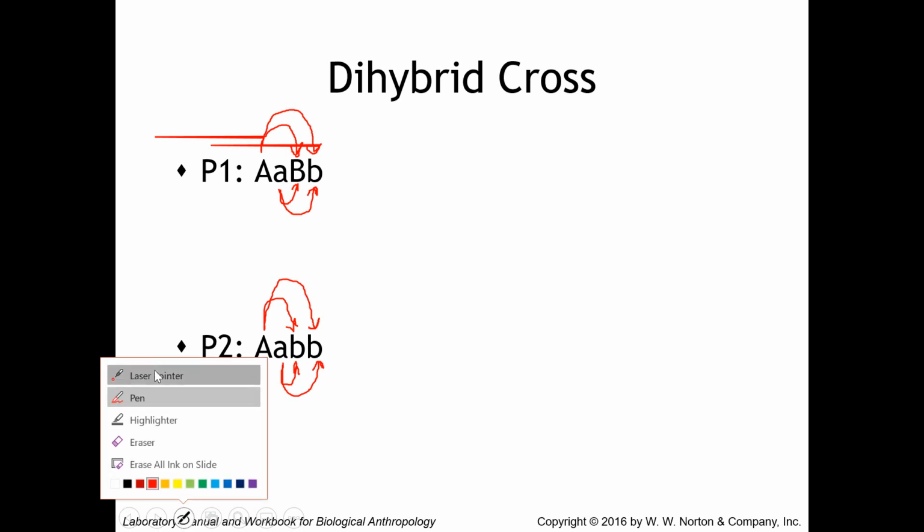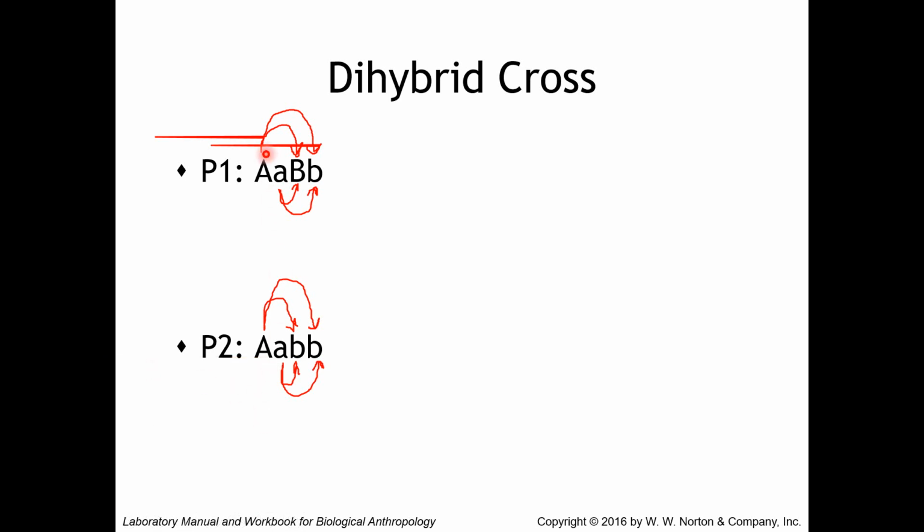Let me go back to, let's do laser pointer. So we have carried this over, we have foiled this out: big A to big B, big A to little b, little a to big B, little a to little b. And so now we have 4 possible gametes that this parent can give for their offspring, right? Your 4 possible gametes are big A big B, big A little b, little a big B, and little a little b.